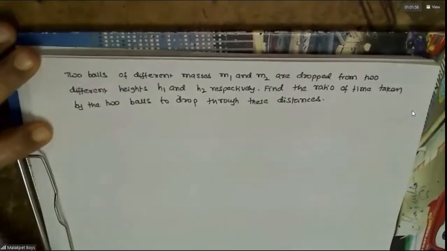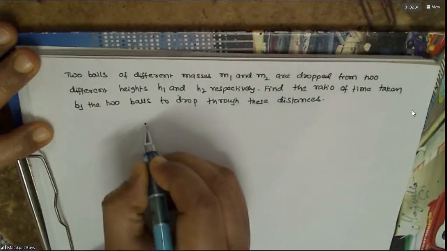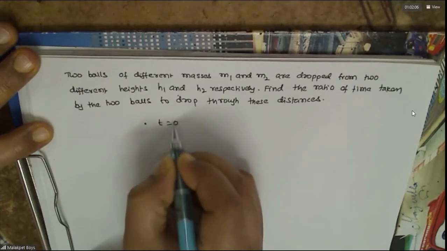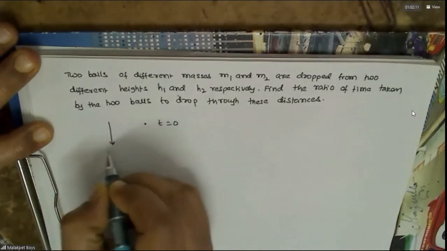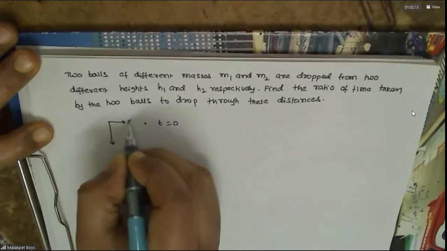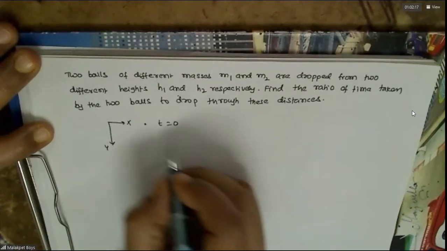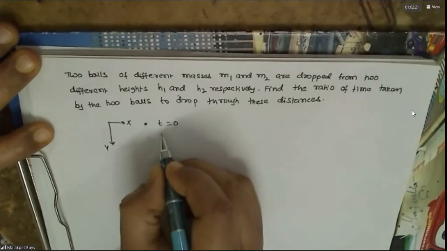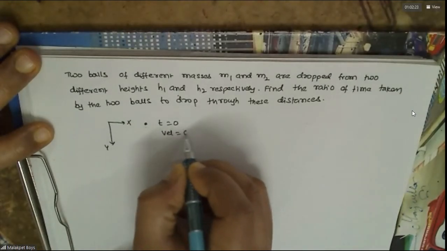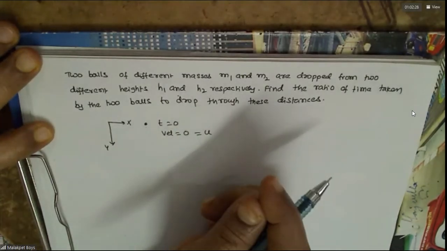A ball is dropped. It is dropped at t equals 0. If I take downward as positive, remember, the coordinate axis can be taken in any way. Dropping means the initial velocity u is 0.